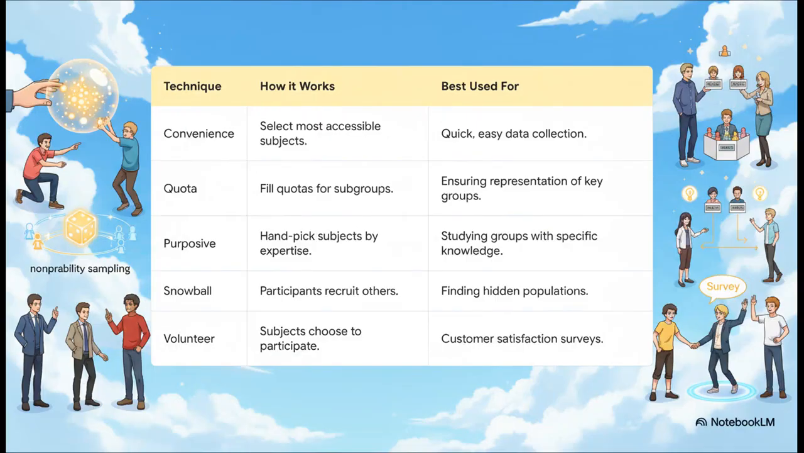So, to pull this all together, each one of these tools has a very specific job. Convenience is all about speed. Quota is about making sure you get the right mix of people, even if it's not random. Purposive lets you target experts. Snowball helps you find hidden groups. And volunteer works when people are eager to give their opinion. It's all about picking the right tool for the job you need to do.